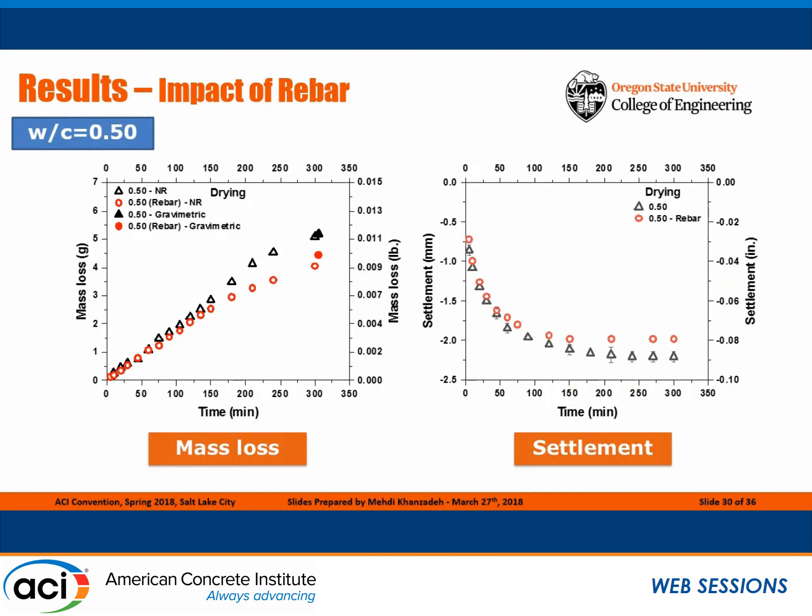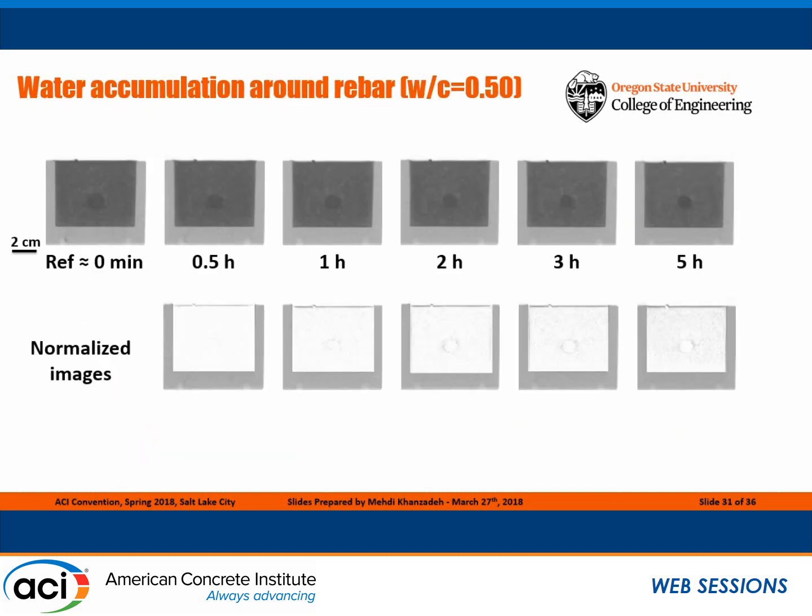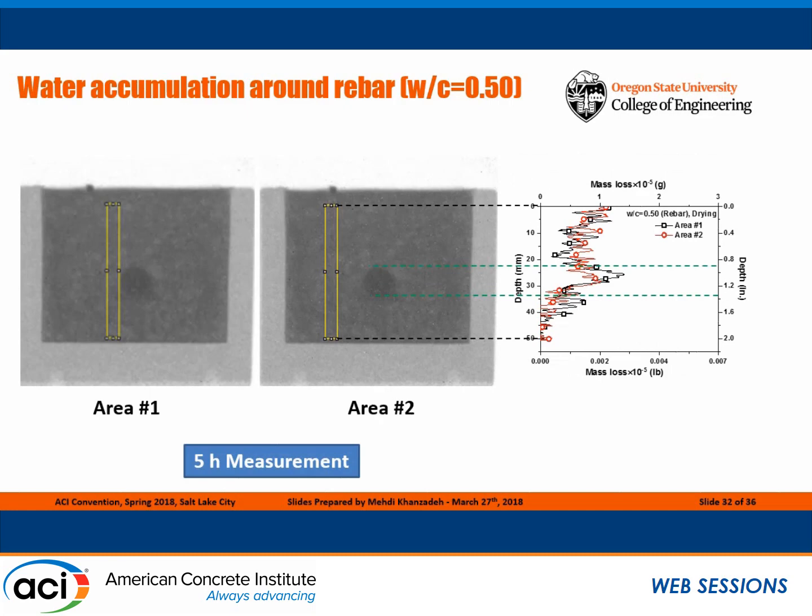So I'm just going to briefly talk about the impact of the rebar. As you can see here, we have around 10% reduction in the settlement when we are using a rebar. So here's the other observation on the rebar, which is interesting. The accumulation of the free water around the rebar we capture at the fresh state, as shown in these images. And over time, we can see it dries out or moves toward the pores of the sample.